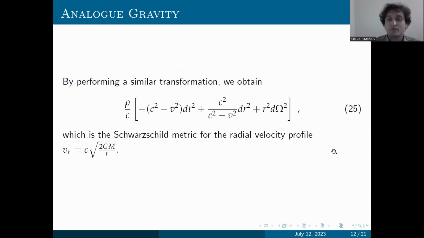Then by performing the Painlevé-Gullstrand transformation in the opposite way, we can bring it to this form. And now for a particular radial velocity profile, 1 over square root of r, we recover the Schwarzschild metric.